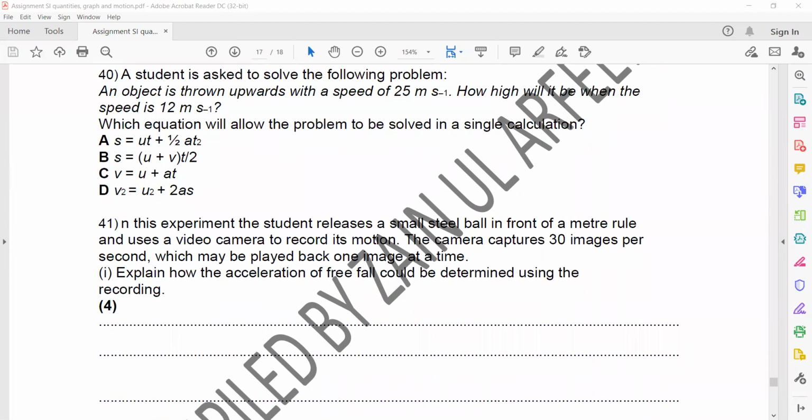Question 40. A student is asked to solve a problem. An object is thrown upward with a speed of 25 meters per second, so we know u. What will it be when the speed is 12, so we know v. Which equation will allow the problem to be solved in a single calculation? When an object is thrown upward, its acceleration or deceleration will be due to gravity, which is minus 9.8.